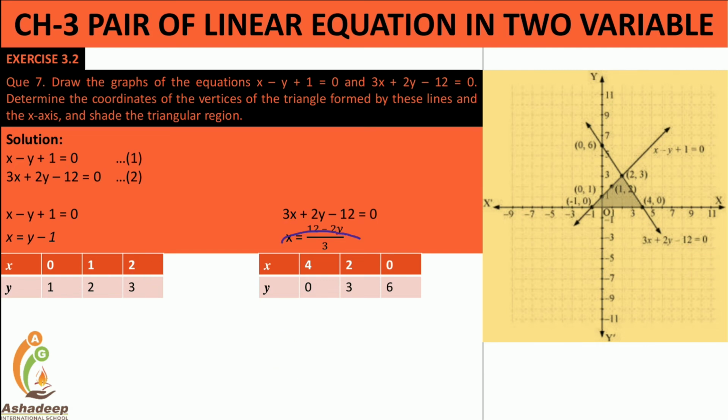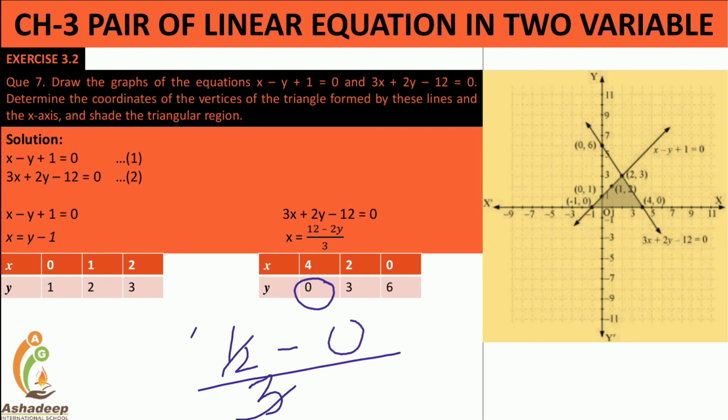In the same manner, you will find the points over here. That is 12 minus, instead of x, we put 0. So 0 multiplied by 2 is 0, divided by 3. So 12, it is 4 3s. The answer is 0 and 4.